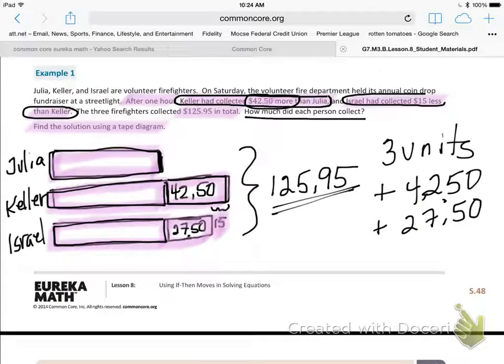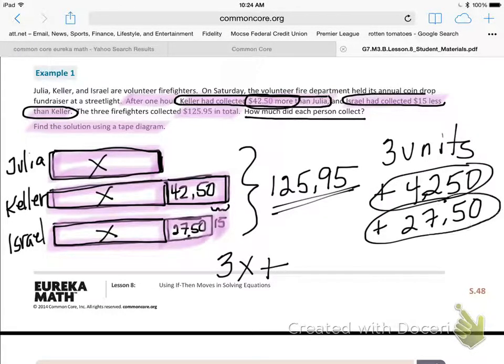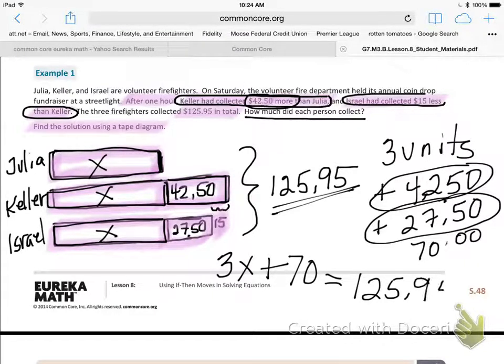So if we know these three units, we can call them, let's just say 3x, why not? Because they are unknowns. Let's not hide that. 3x plus, then we have $42.50 and $27.50. We can just add those together, combining like terms. This is 70. Plus 70 equals 125.95. So there we go, 125.95.